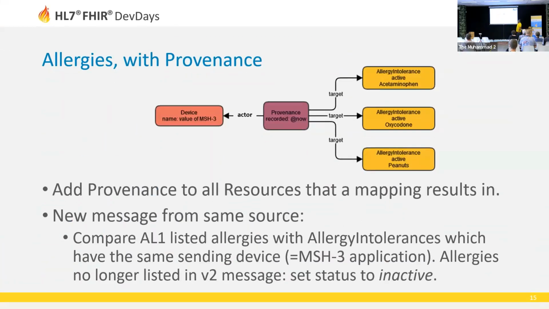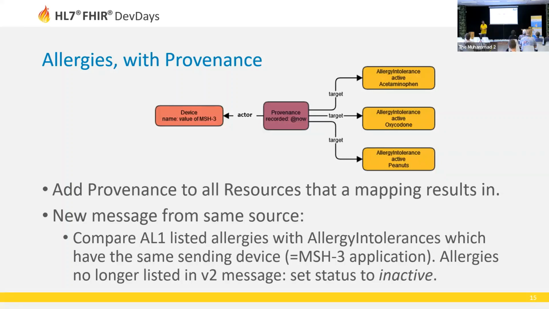And why do you need that? Well, go back to our allergies. So if I translate my list of 3 allergies, I'm going to associate with these 3 allergies the provenance that says this was recorded, originated effectively at this point in time from that device, and the device represents the string value that we have in message header 3, which is the sending software application, right? So now we know that from that software application we received these 3 allergies.